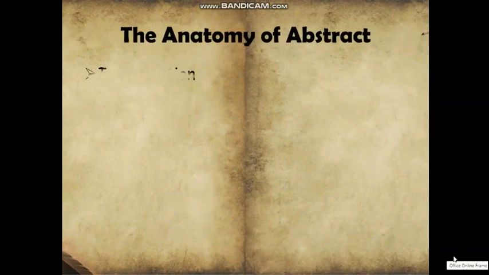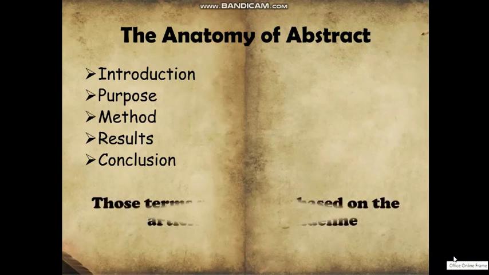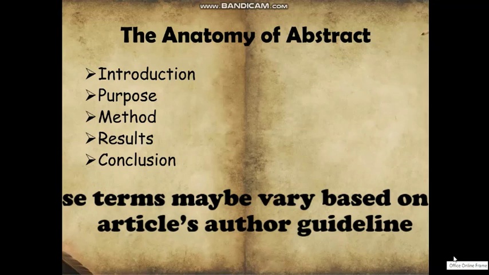Okay, the anatomy of an abstract. The first one is introduction, followed by purpose, and then method, results, and conclusion. But beware, those terms may vary based on articles or guidelines. So whenever you want to submit an article, make sure you read the author guideline carefully.